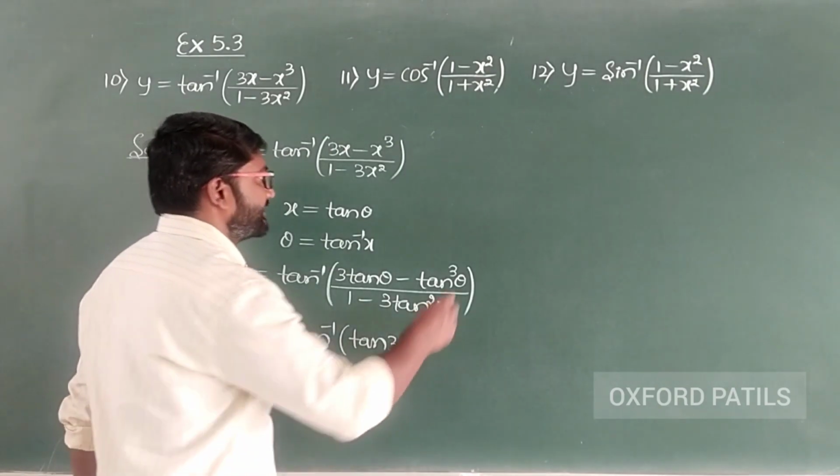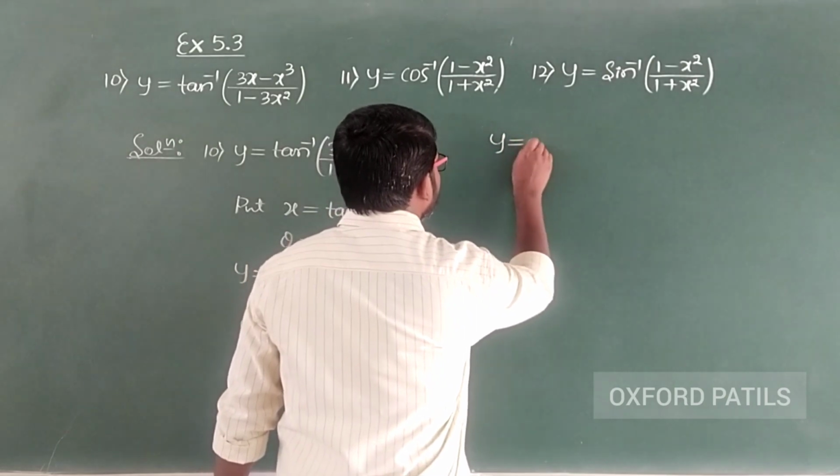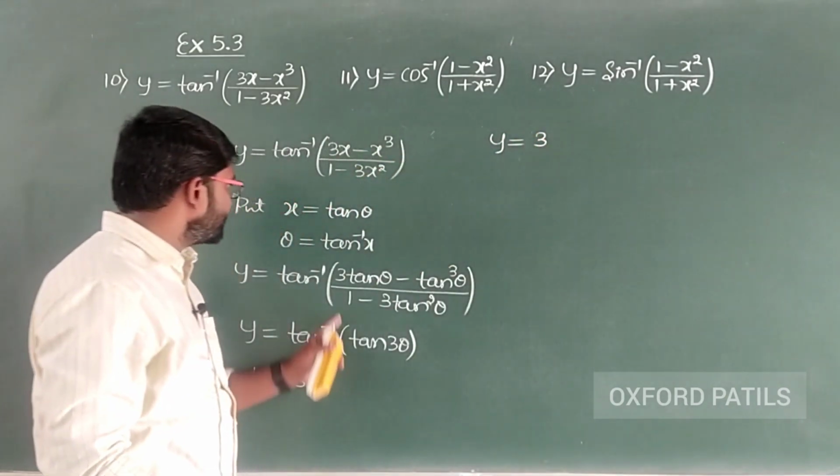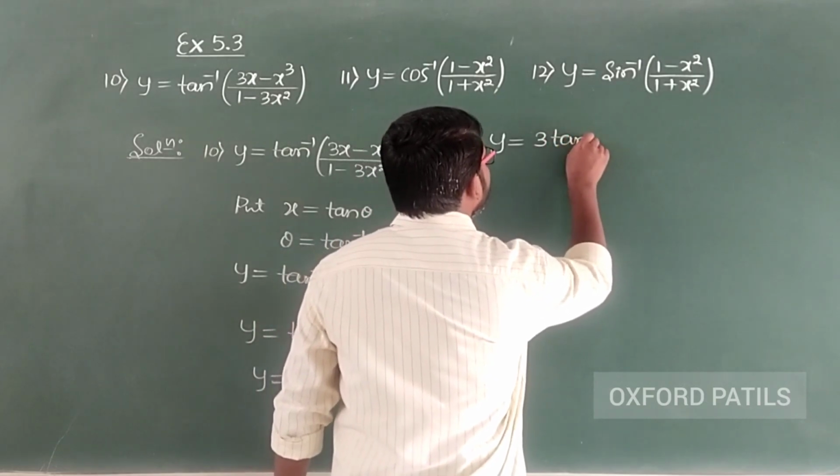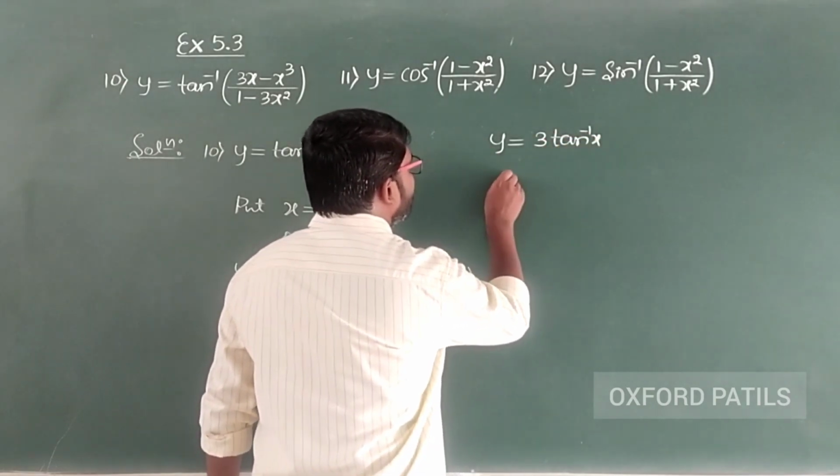Replace theta in the next step. So y is equal to 3 theta. Theta is nothing but tan inverse x. So it will be 3 tan inverse x. Now differentiate with respect to x.